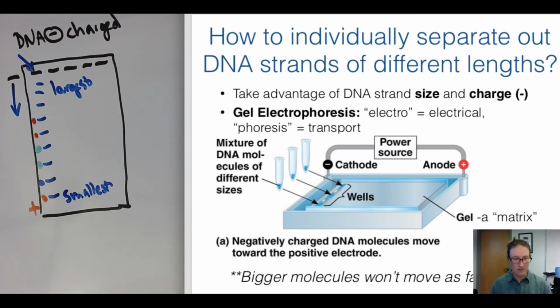So again, this process is called gel electrophoresis. So the electro means electrical, phoresis means transport. So gel electrophoresis, just sending a DNA molecule through a gel to separate out pieces of DNA by size and by charge.